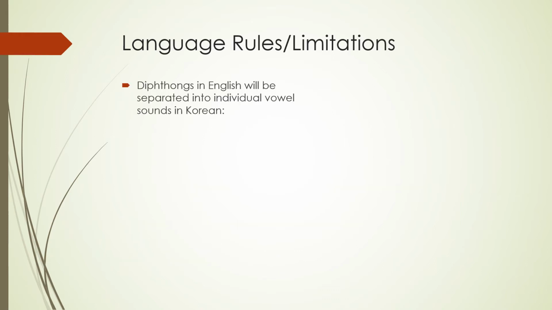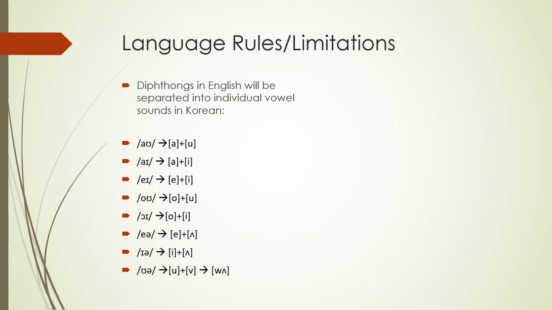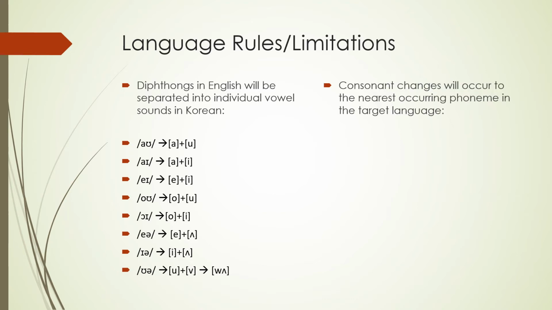So the diphthongs in English will be separated into individual vowel sounds in Korean, since diphthongs do not exist in Korean in this way. So ao becomes a, u, a becomes a, e, I, a becomes a, e, o is o, u, and so on.